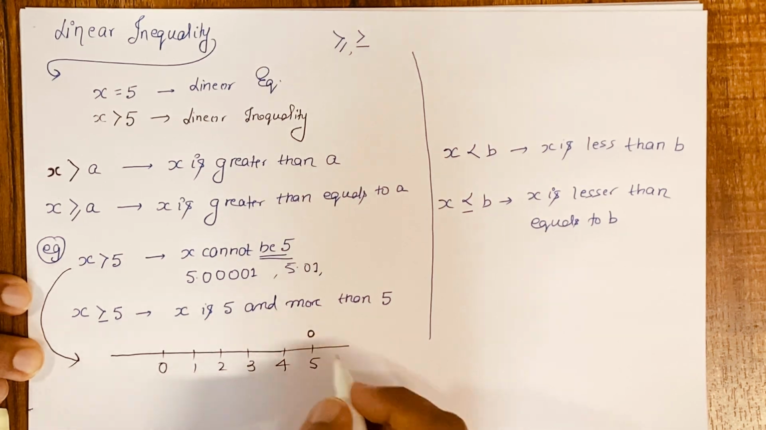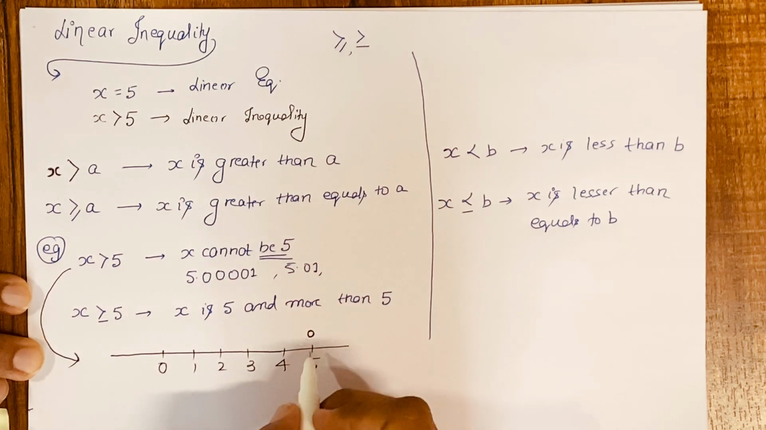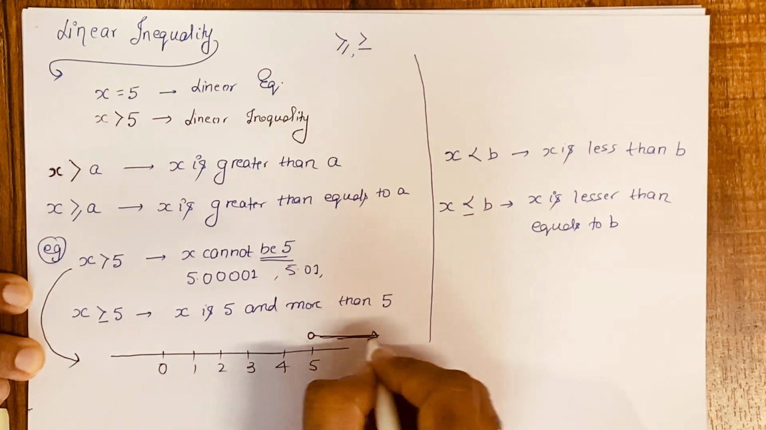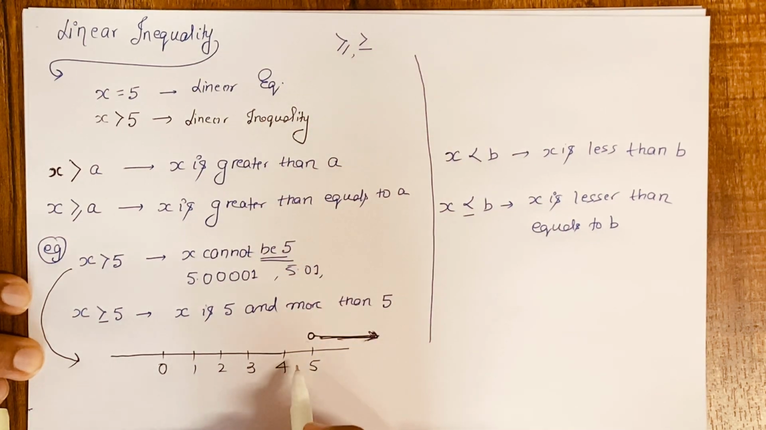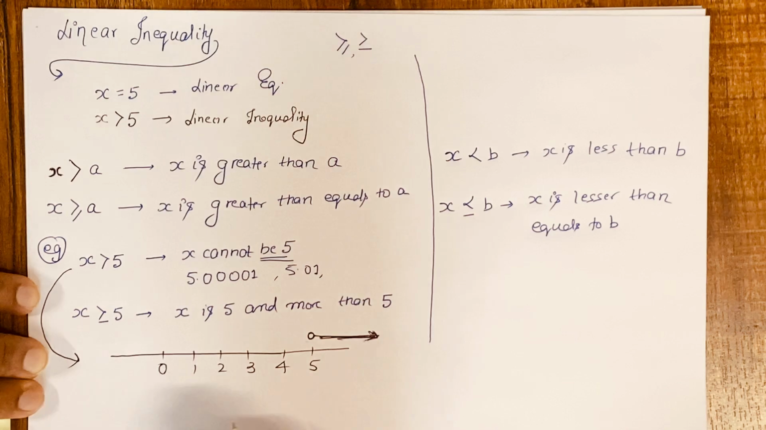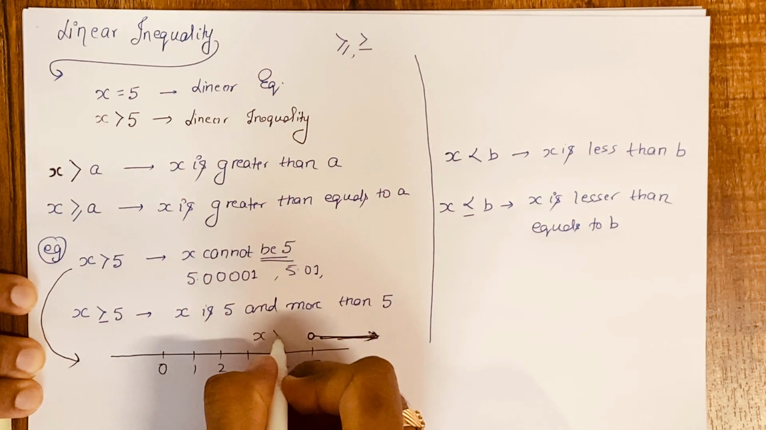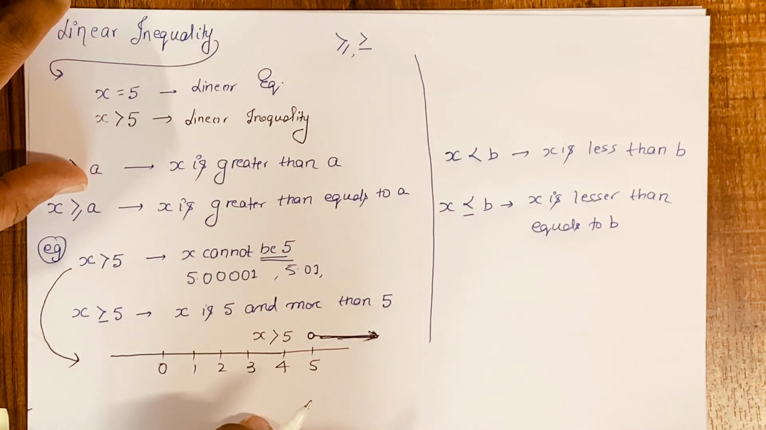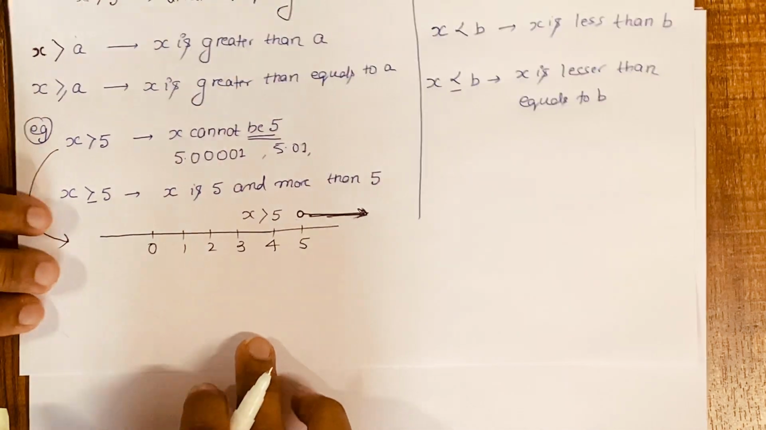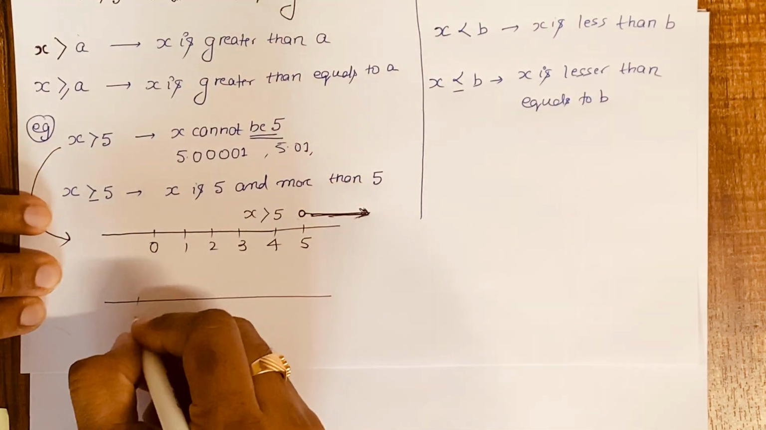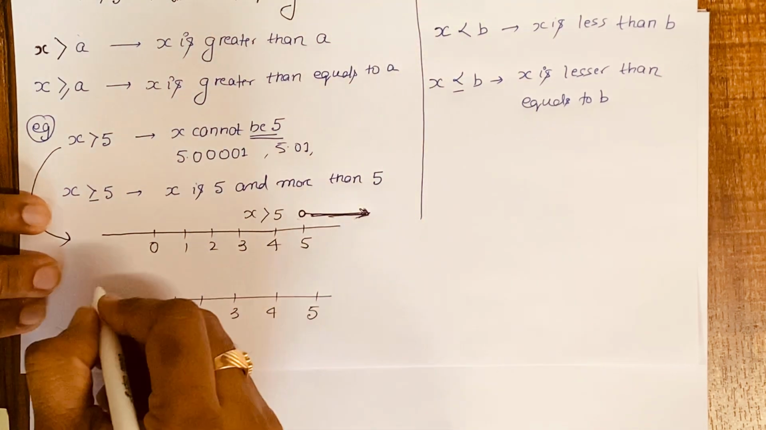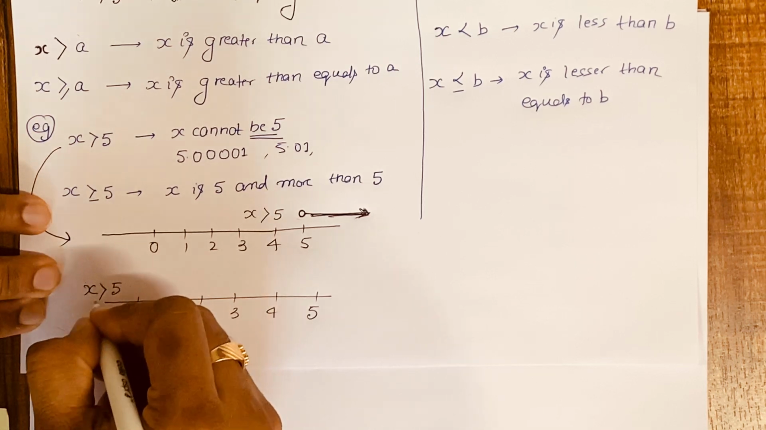I'm going to give a bubble or a circle which is hollow from inside. Now, what does the hollow circle mean? Before I tell you, I'll try to draw this line. This means that x is greater than 5, but it is not 5. This hollow round means it is not 5. On the other hand, if I want to draw a different number line with 0, 1, 2, 3, 4, 5, and here I have to draw x is greater than or equal to 5.